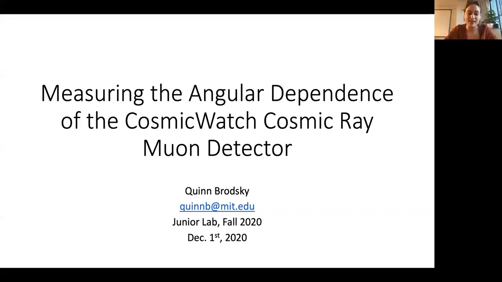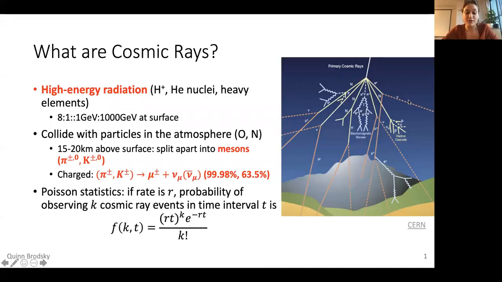And today I'm going to be presenting on the angular dependence of cosmic rays using the Cosmic Watch desktop muon detector. So let's start off with some definitions first. Cosmic rays are high energy radiation that comes from space from various sources like the sun or other galaxies.